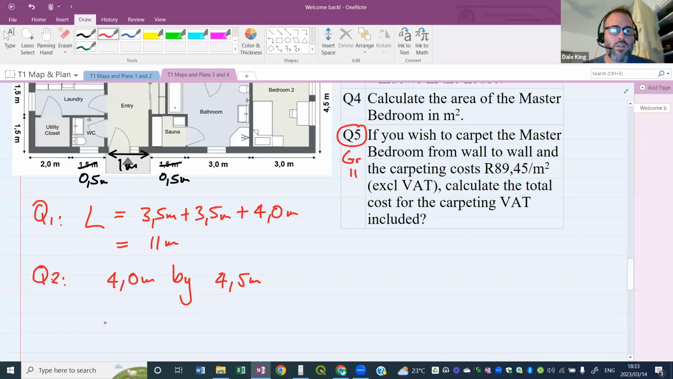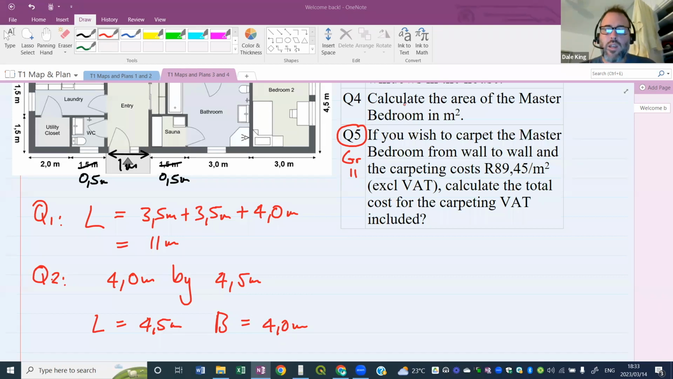Or you could write the answer in this way. You could say L for length equals 4.5 meters. That's the one dimension, and B for breadth or W for width is 4.0 meters. So those are the 2 dimensions of this room. But 4.0 by 4.5 or even 4.0 times 4.5 is not wrong. I'm sure they'll mark you right if you say that. We might actually need that when we do a calculation just now.